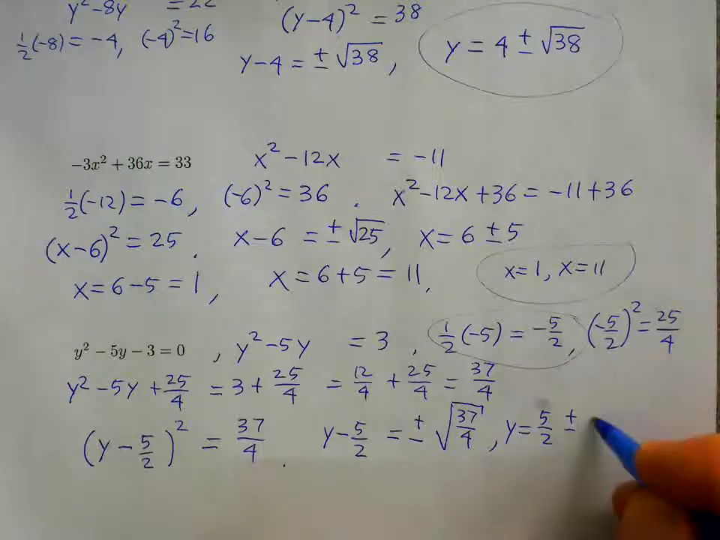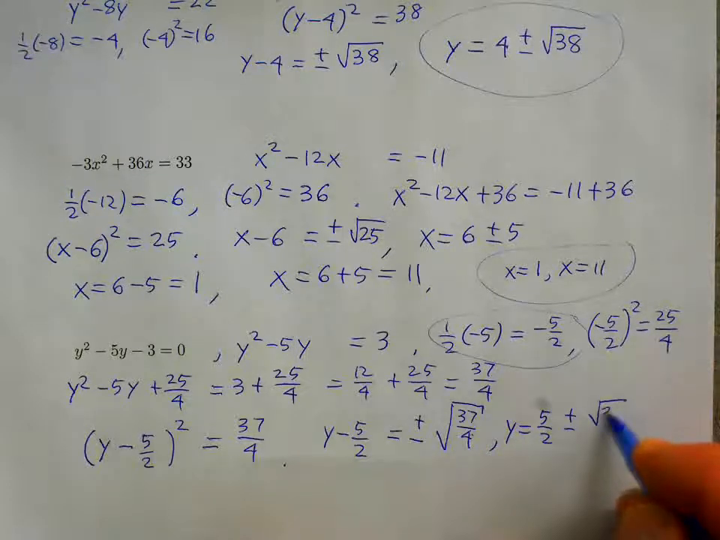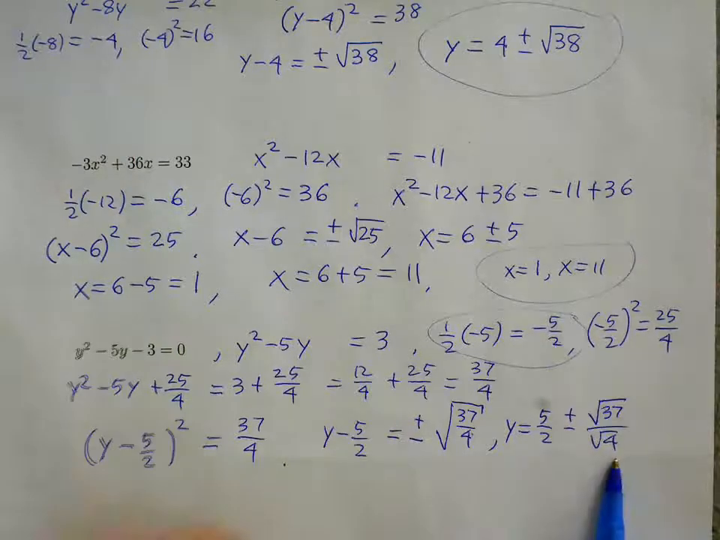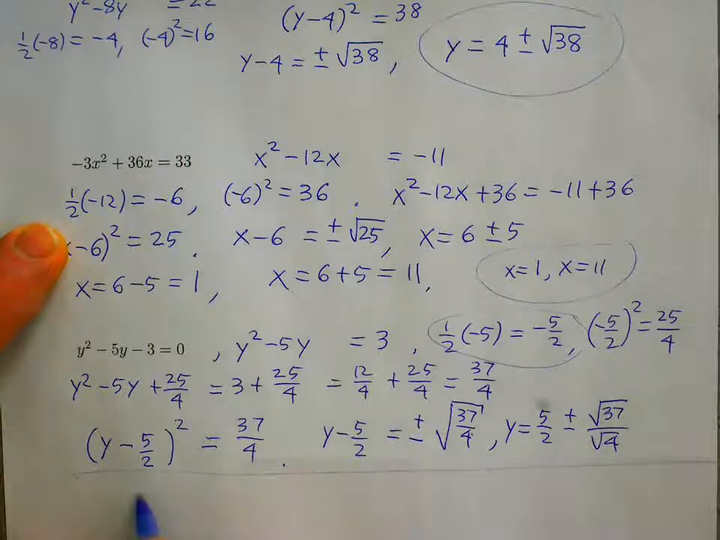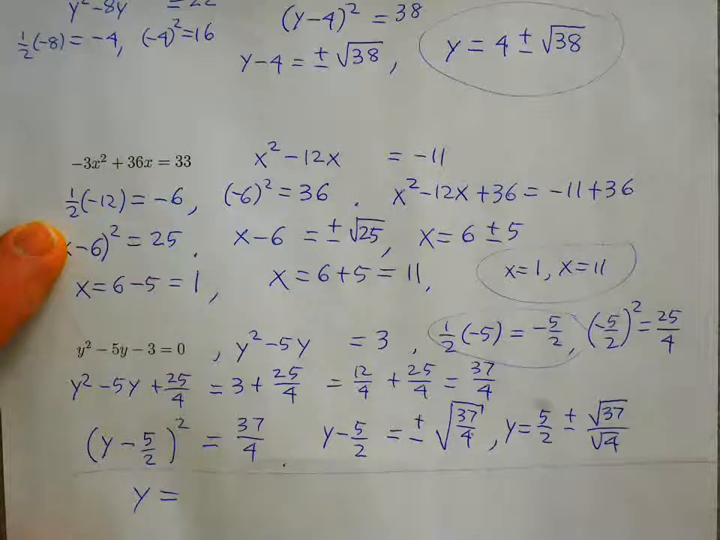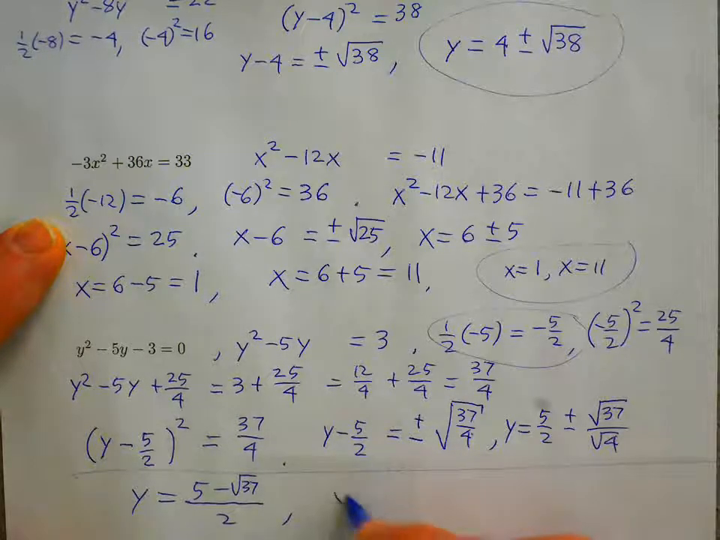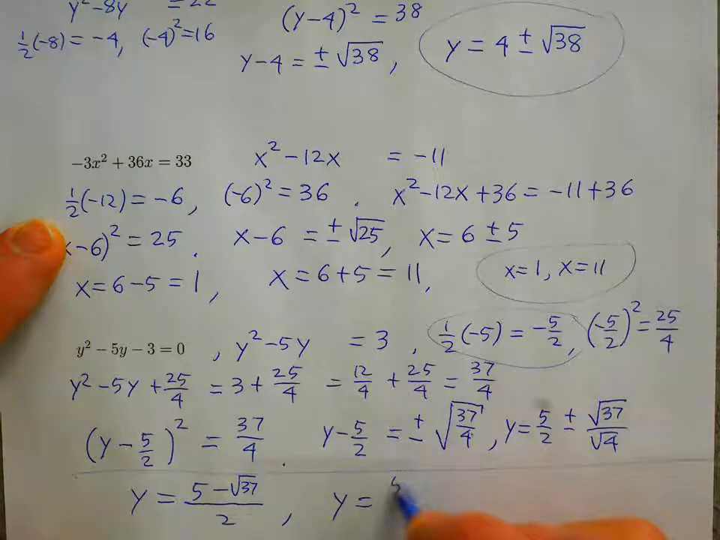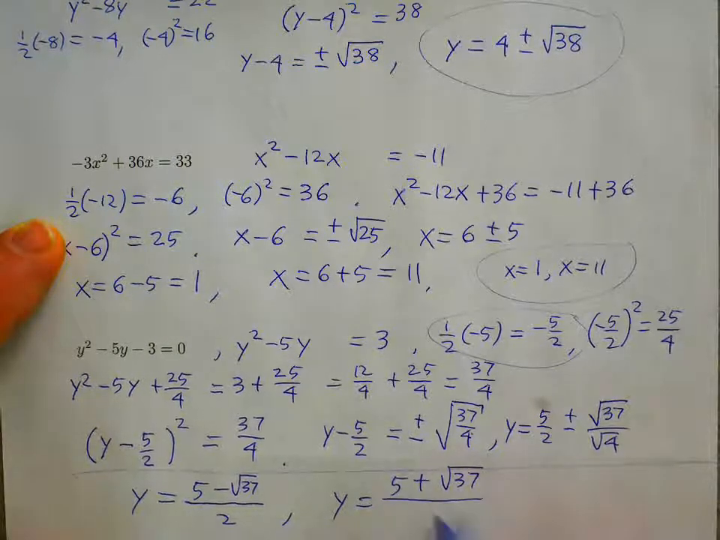I guess we can do it in a couple of steps. The square root of 37 fourths is the square root of 37 over the square root of 4. But we simplify the square root of 4. So if we write the solutions separately, one solution can be written y equals 5 minus the square root of 37 all over 2. And the other solution, y equals 5 plus the square root of 37 all over 2.